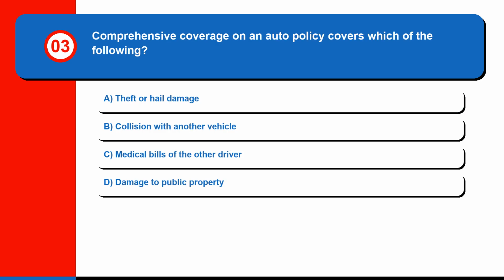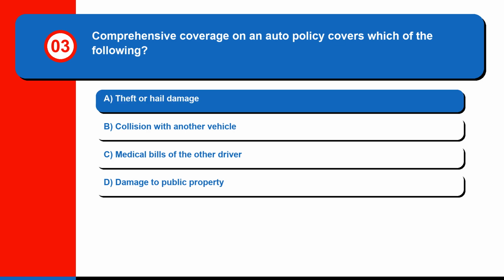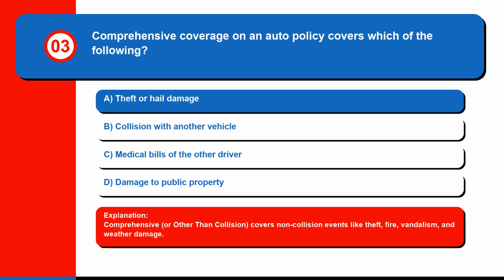Question 3. Comprehensive coverage on an auto policy covers which of the following? A. Theft or hail damage, B. Collision with another vehicle, C. Medical bills of the other driver, or D. Damage to public property. The correct answer is A. Theft or hail damage. Comprehensive, or other than collision, covers non-collision events like theft, fire, vandalism, and weather damage.